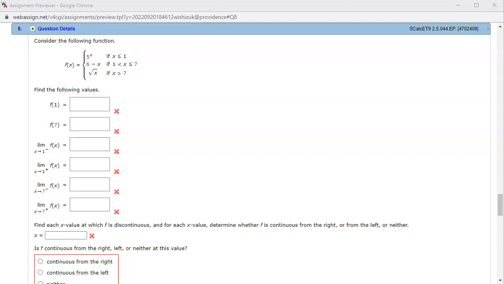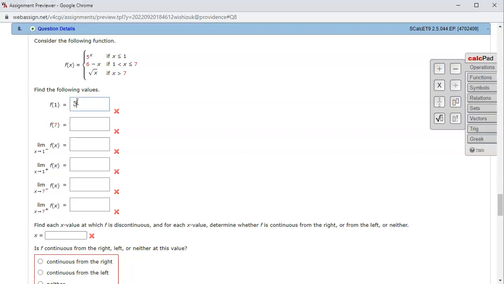All right, let's look at homework 2.5, problem number 8. We have a piecewise defined function, and we want to evaluate these. F of 1: when x equals 1, 1 is included here, so we're going to use 5 to the x. So 5 to the 1 is going to be 5. That's pretty simple.